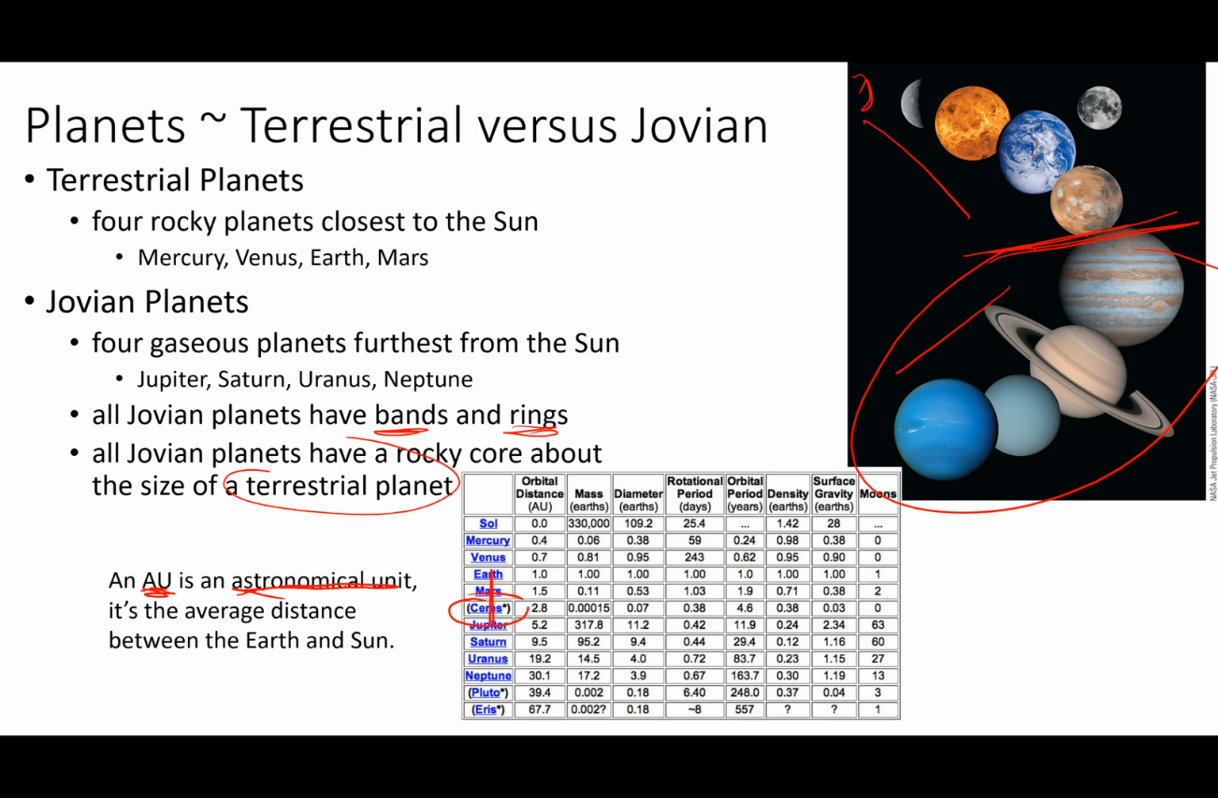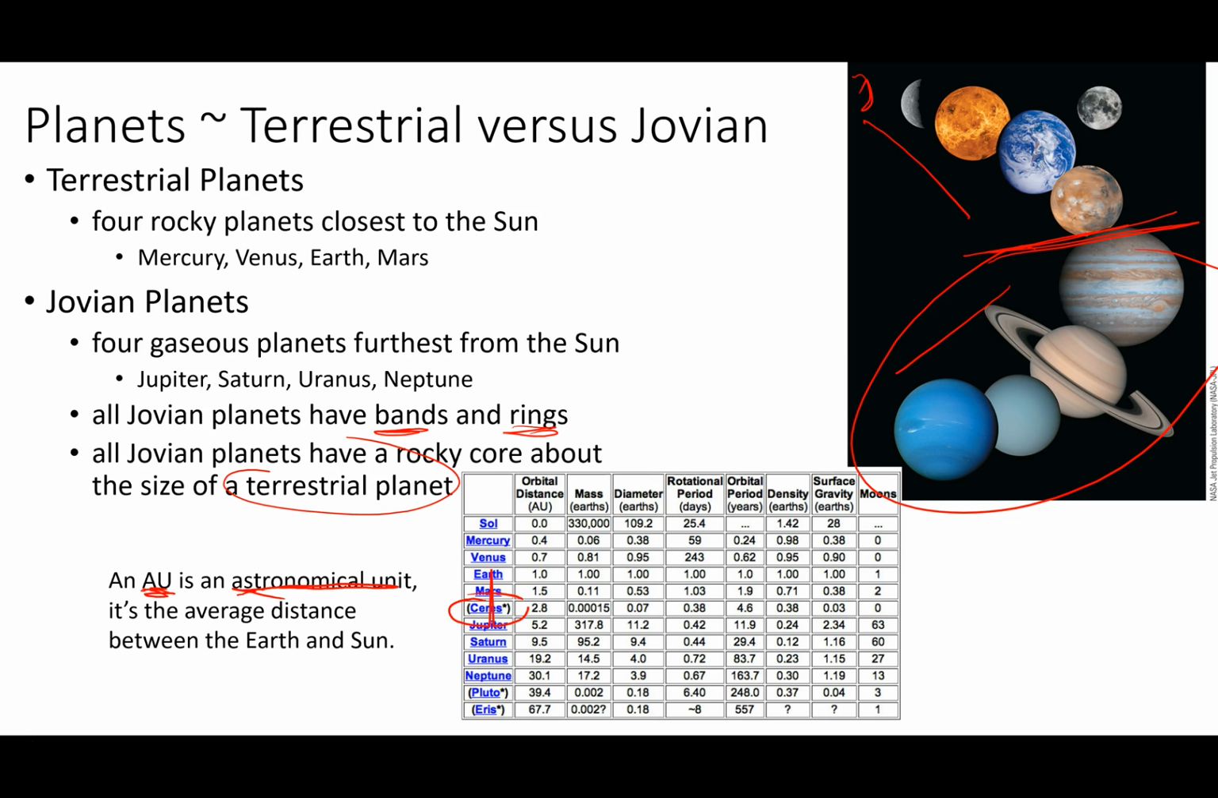What does rotational period mean, do you think? How long it takes the planet to rotate? Yep, how long it takes to spin on its axis once, exactly. What is the fastest spinning planet? Jupiter, yeah. It's about 9 to 10 hours to complete one spin on its axis.